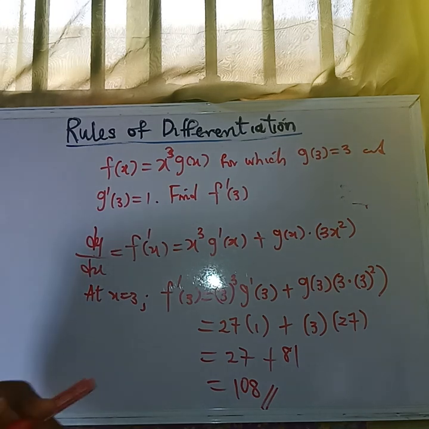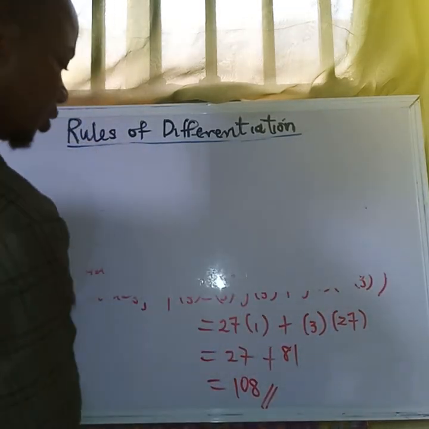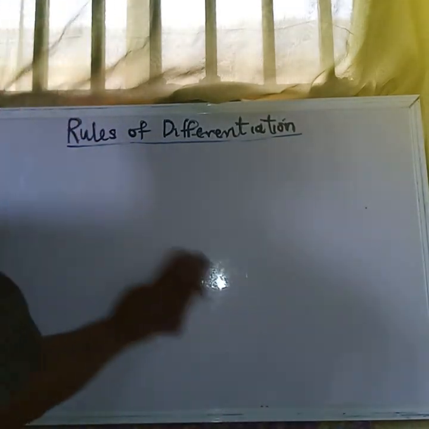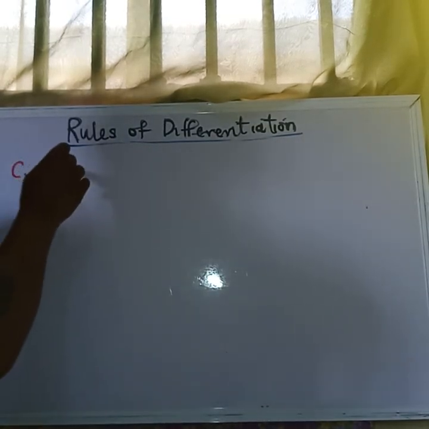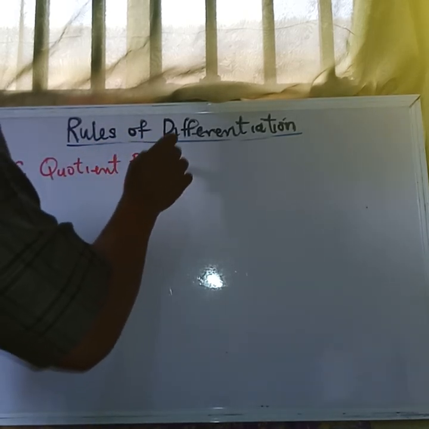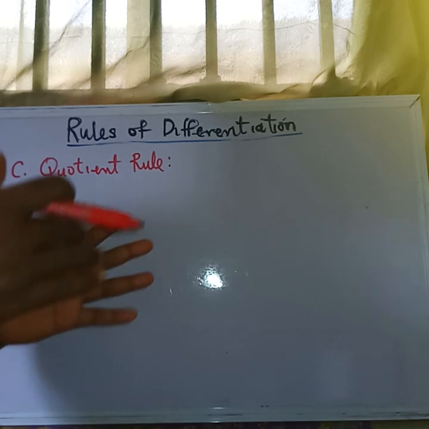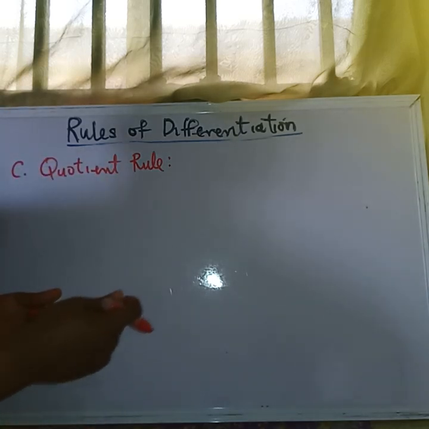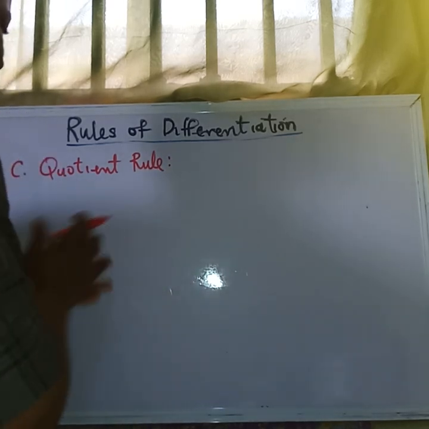Today we want to move on to the quotient rule. I will call this part C, the quotient rule. The quotient rule arises when we have functions that are in a rational form. That is, if you have two differentiable functions, let's define this straight away.